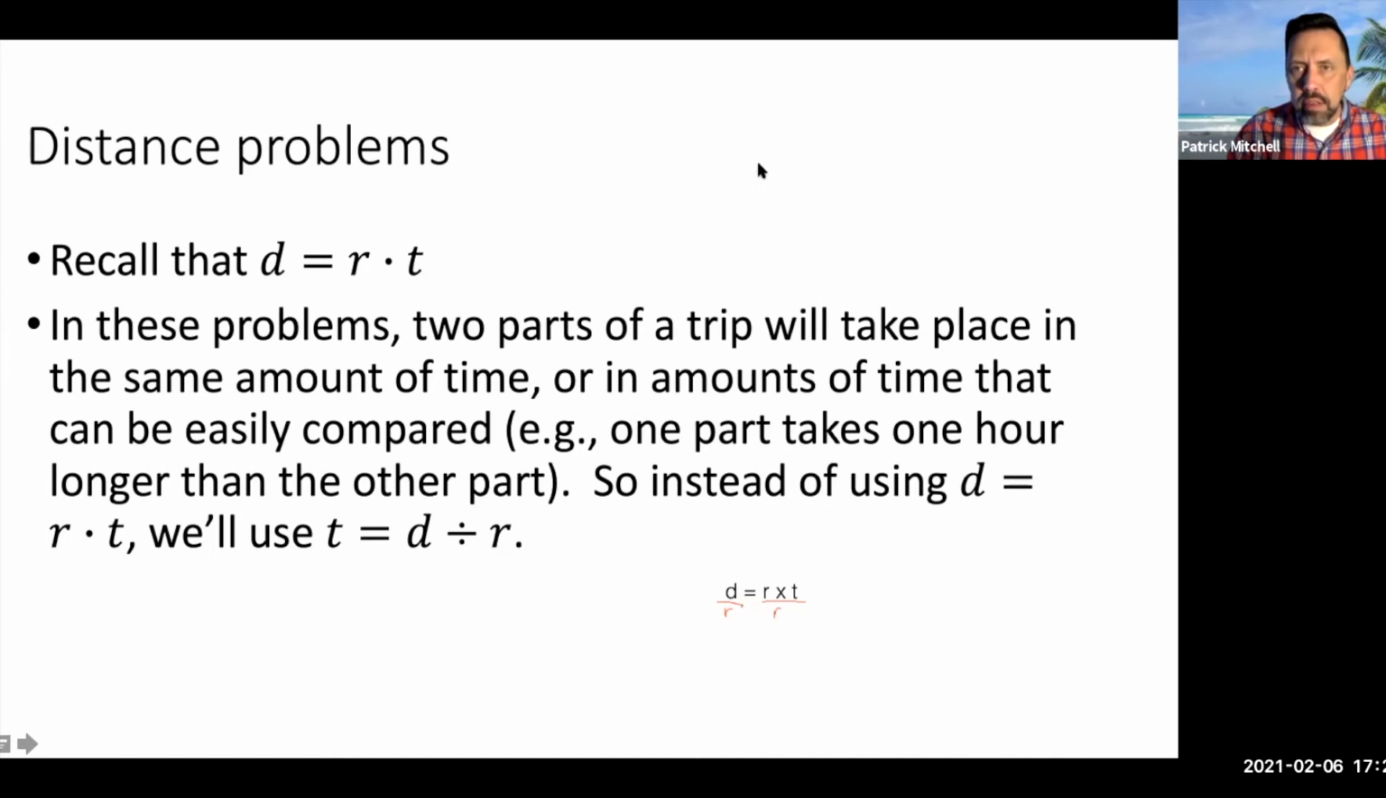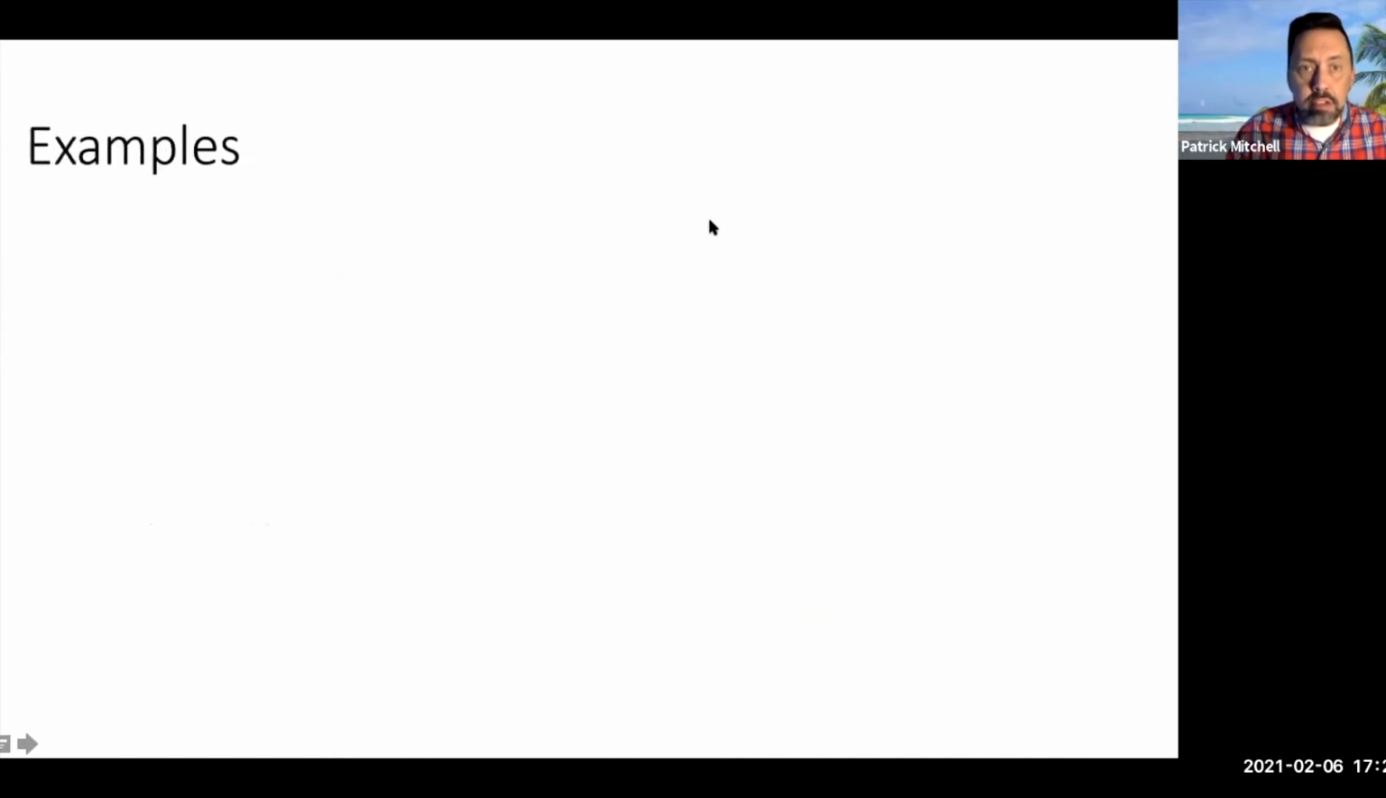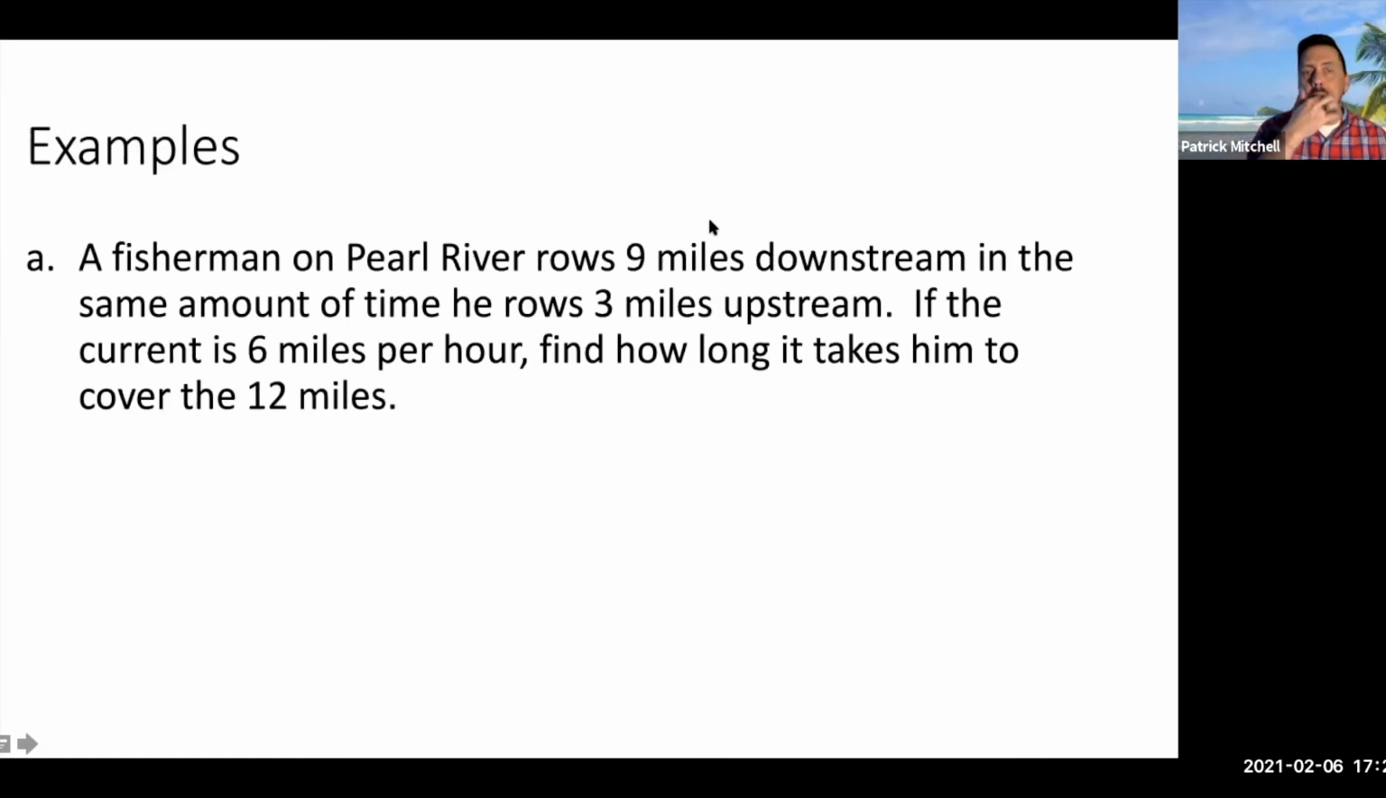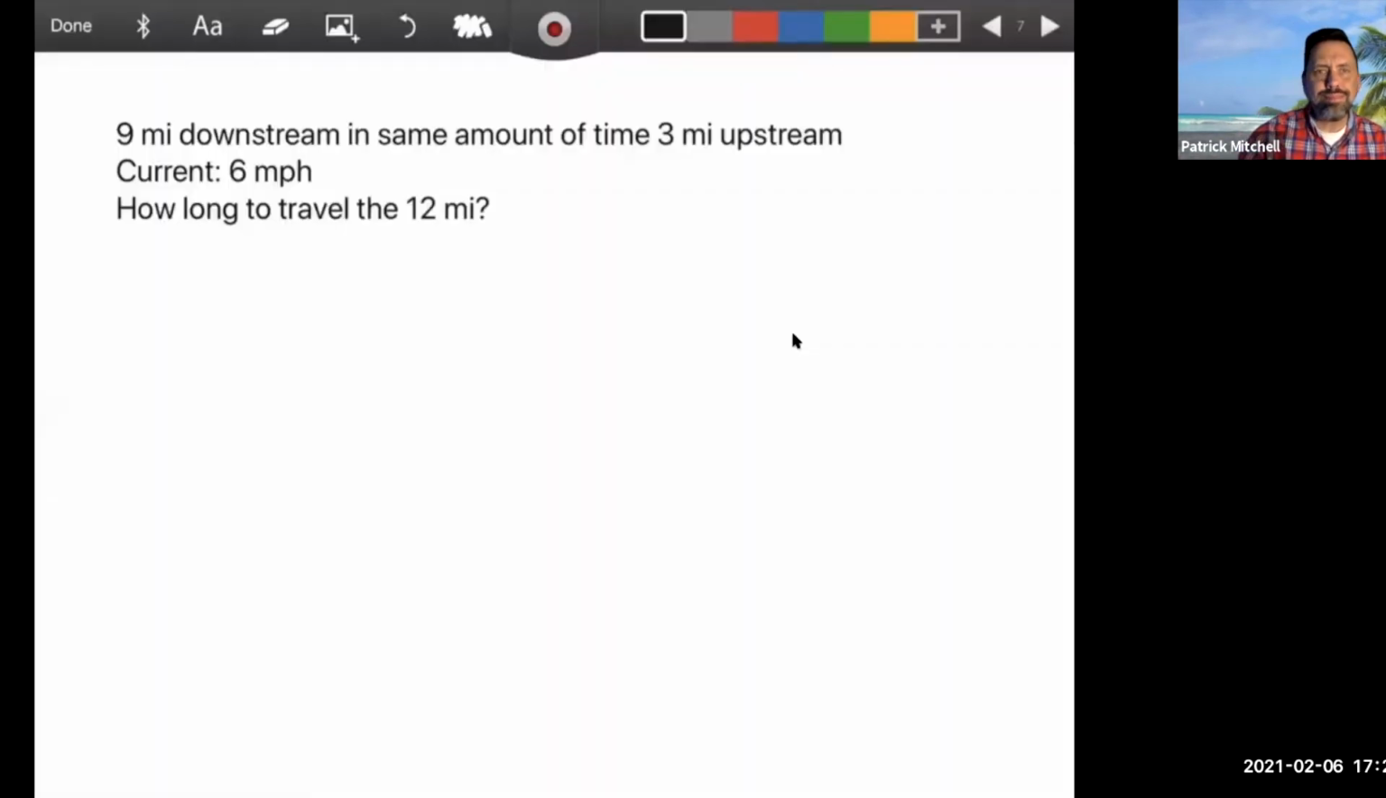So I think the thing to do here is to show you the first problem. A fisherman on Pearl River rows 9 miles downstream in the same amount of time that he rows 3 miles upstream. And we're going to go over all this vocabulary in case you're not up on your boating lingo. If the current is 6 miles per hour, find how long it takes him to cover the 12 miles. All right, so switching over to the tablet. I have summarized the problem here.